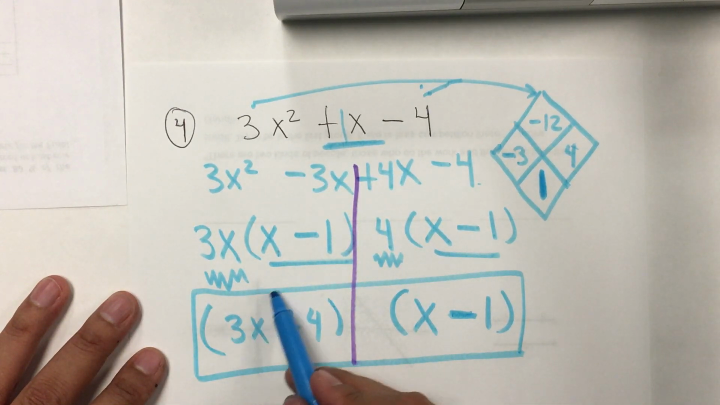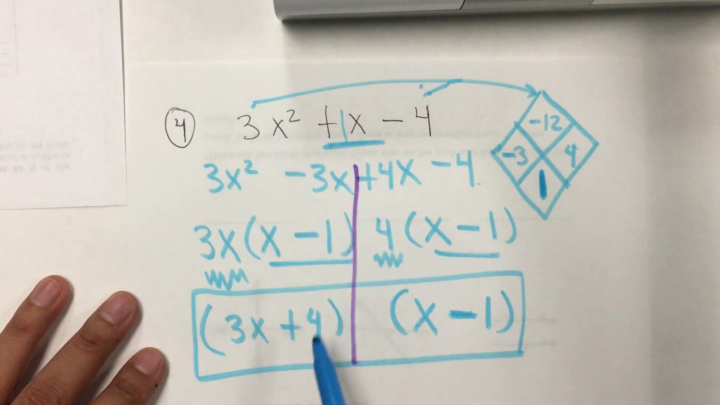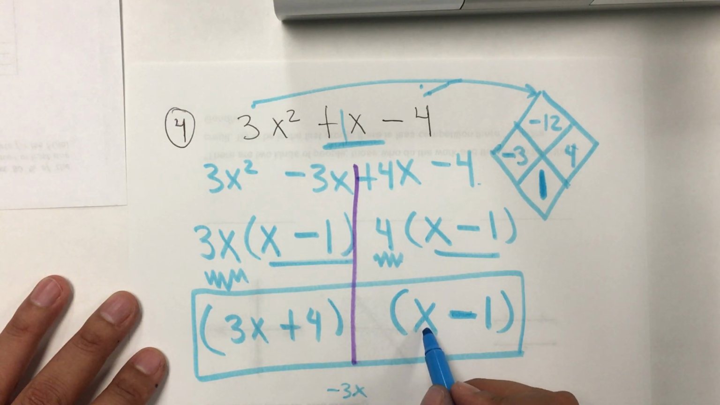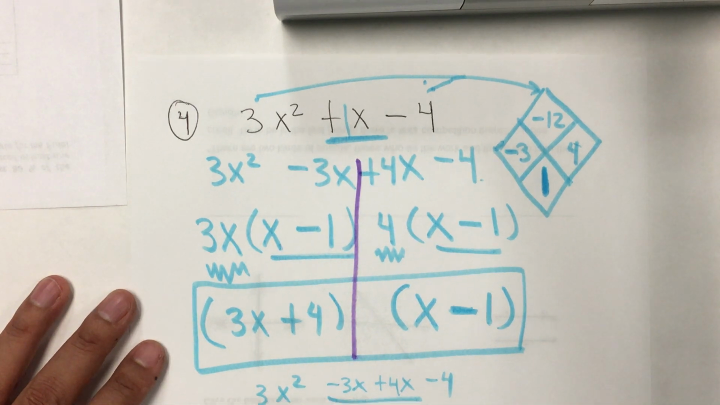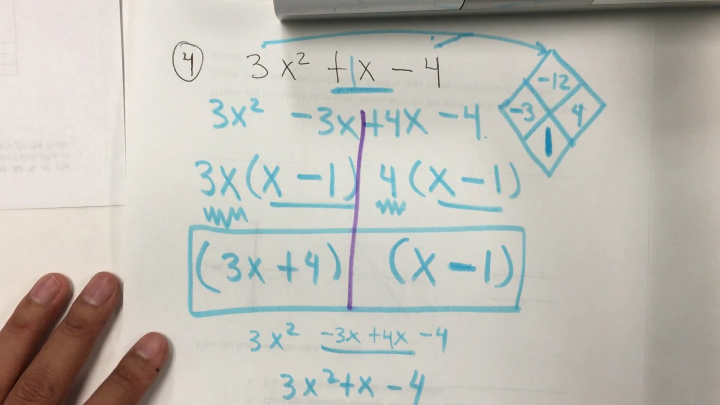Again, you can always check. 3x times x is 3x squared. 3x times negative 1 is negative 3x. 4 times x is 4x. And then 4, so let me put this one in here. And 4 times negative 1 is negative 4. As you can see, combining this equals x. We bring down the 4. 3x squared. Notice how, whoops, I'm so sorry.